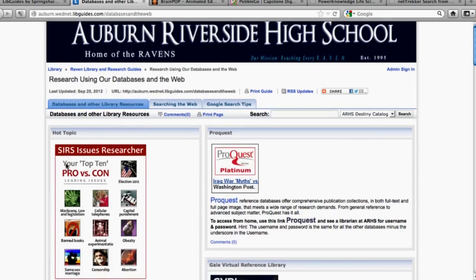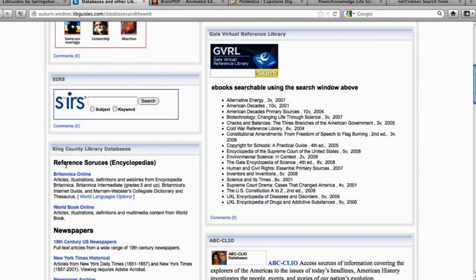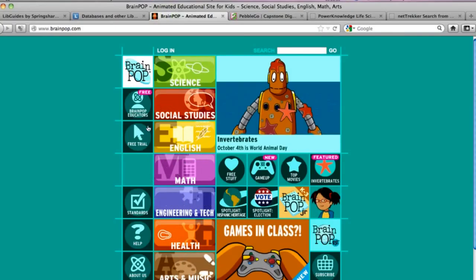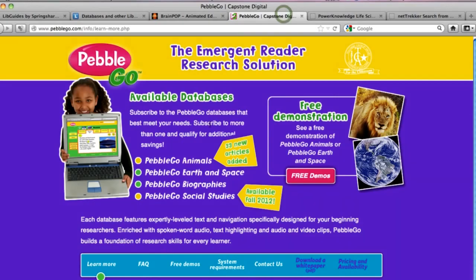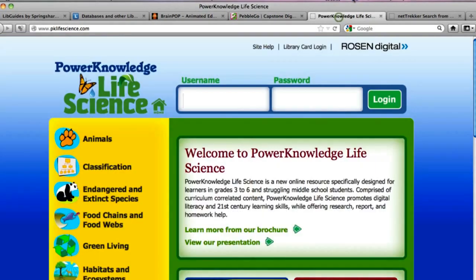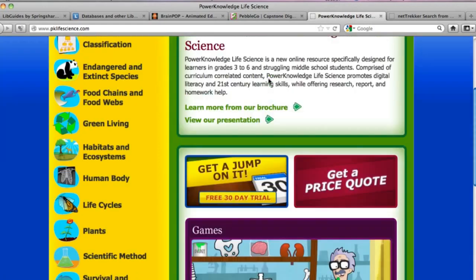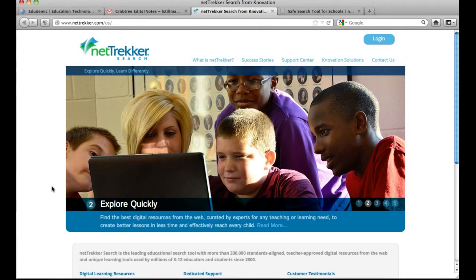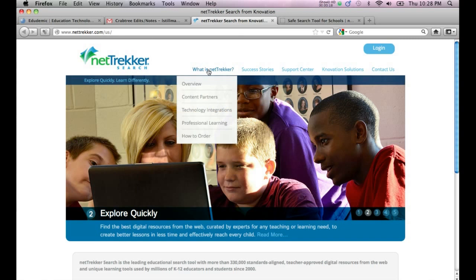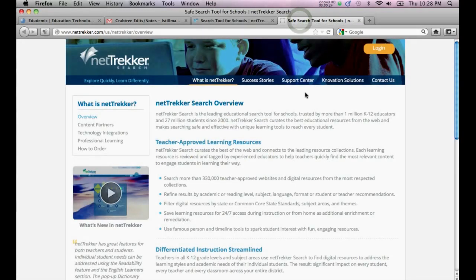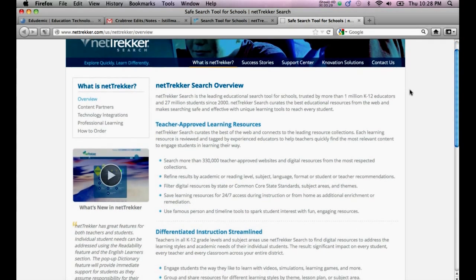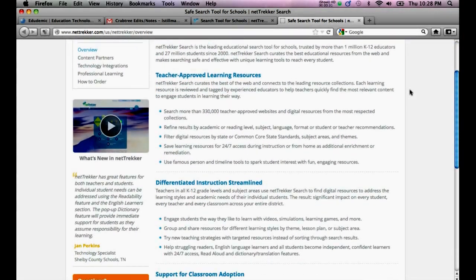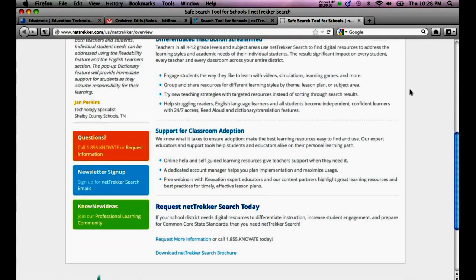Some of the great databases that we've used are BrainPop, which has nonfiction content. We love another database called PebbleGo, which has all kinds of information about animals. We use Power Kids Life Science, and it's always good to have an electronic encyclopedia. And there's another great resource called NetTrekker, and what NetTrekker does is it searches, and they have teachers that evaluate websites and rate them in terms of easier to read or harder to read to help out teachers.